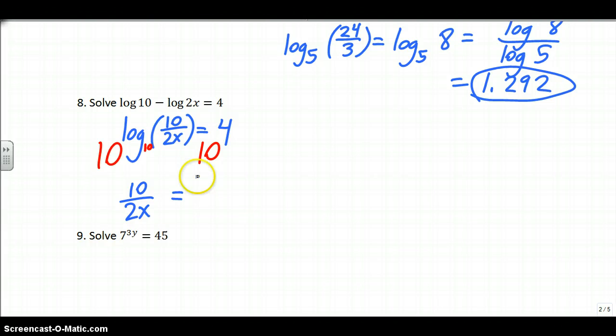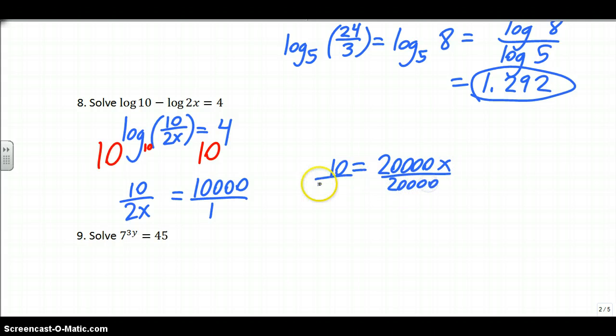Okay. I'm going to put 10,000 over 1, and here's why. Because now I can cross multiply. You guys remember proportions, right? 10 times 1 is 10. 2x times 10,000 is 20,000x. And then you can go ahead and divide by 20,000. Whew. That'd be a nice, pretty number. 10 divided by 20,000.